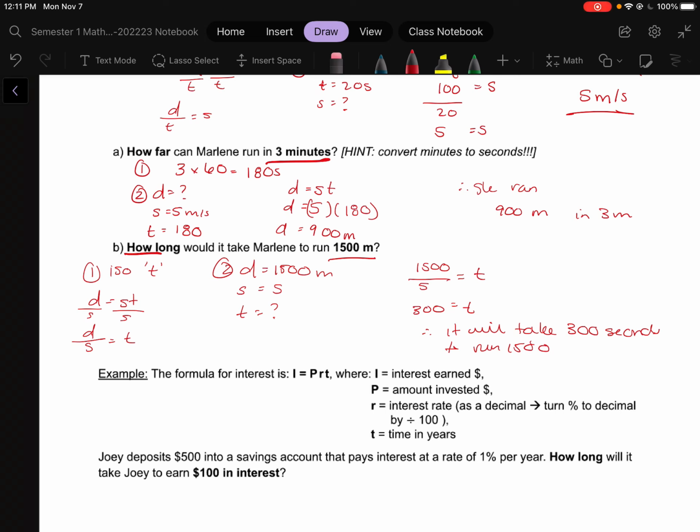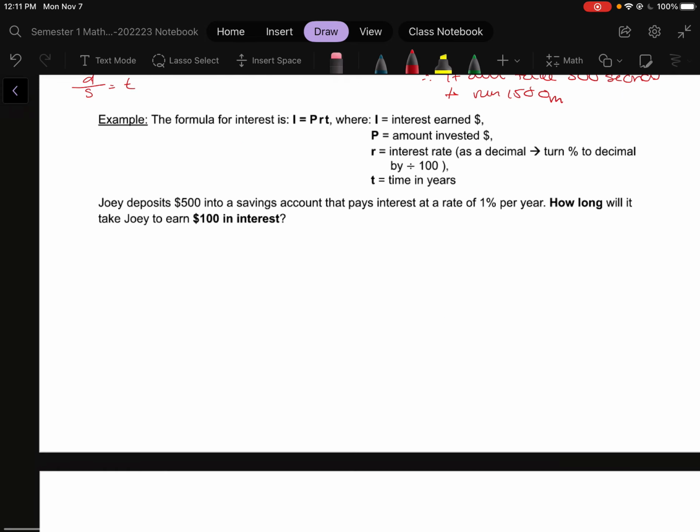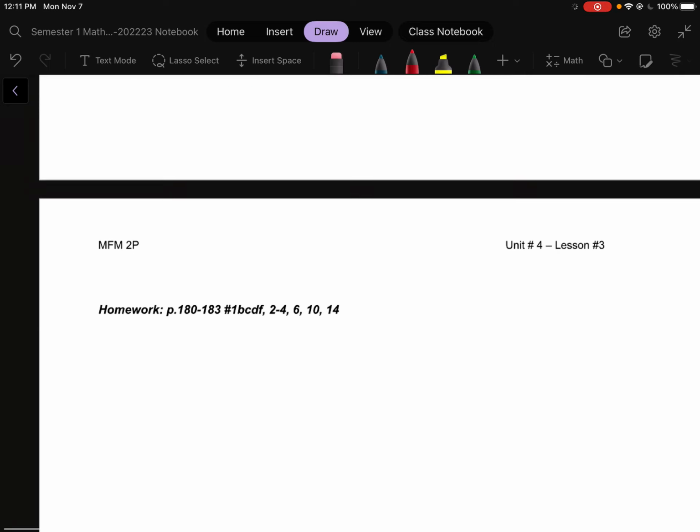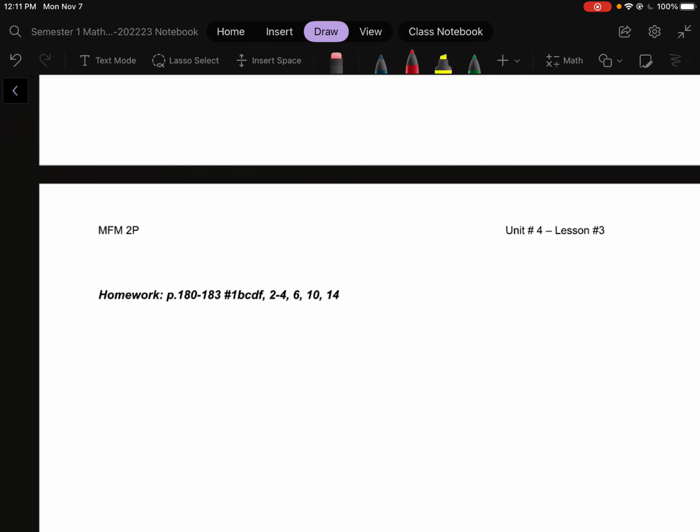So you can see here that this is how we solve. We're just literally rearranging the formula multiple ways depending on what the question is asking. So please make sure you understand that. I want you to try out the next example on your own and complete the following homework that is given right here. If you have any questions, let me know.